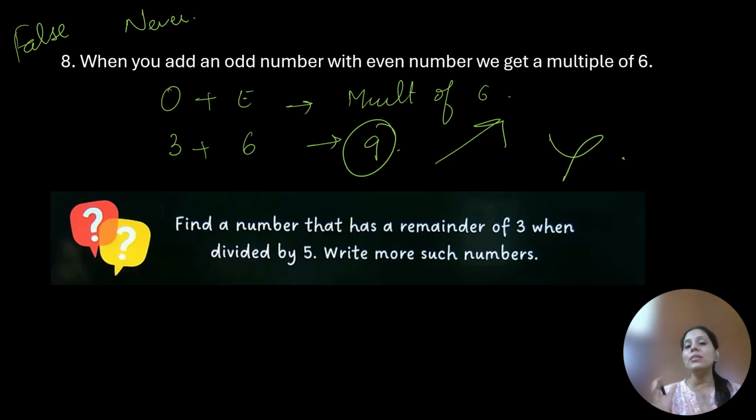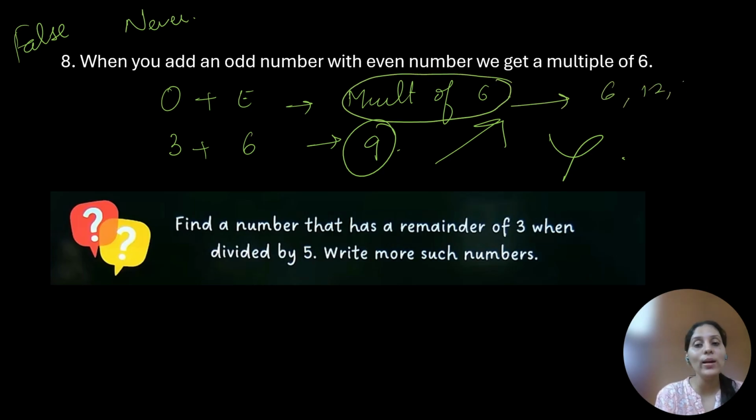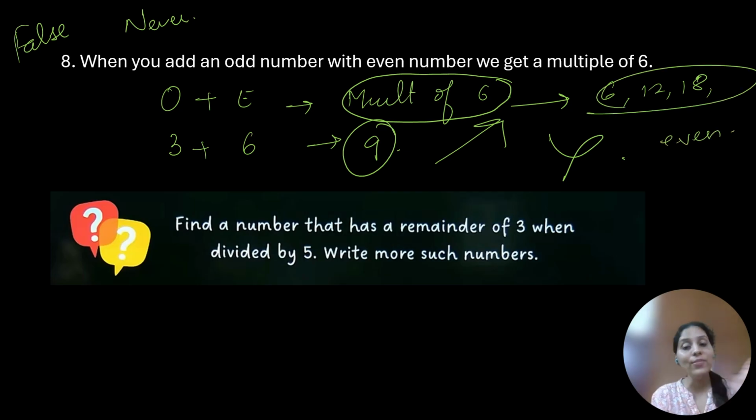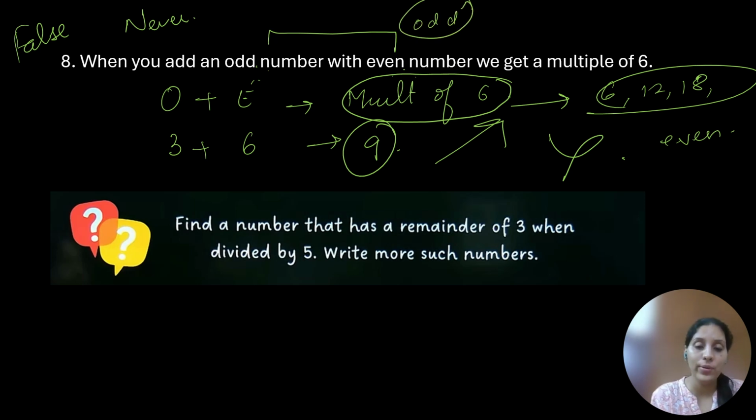Because if we see multiples of 6, if I say 6, 12, 18, multiples of 6 are all even numbers, right? Multiples of 6 are all even numbers. But when I do odd plus even, different parity always gives an odd number. But multiples of 6 are even, so this is never true. It is always false.